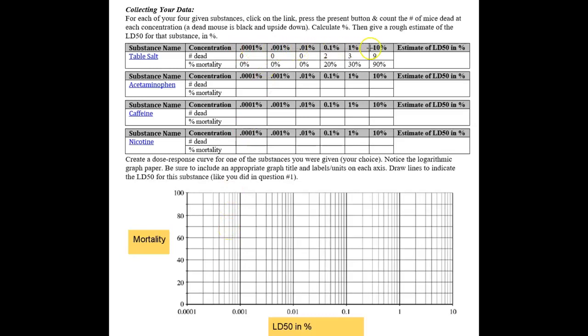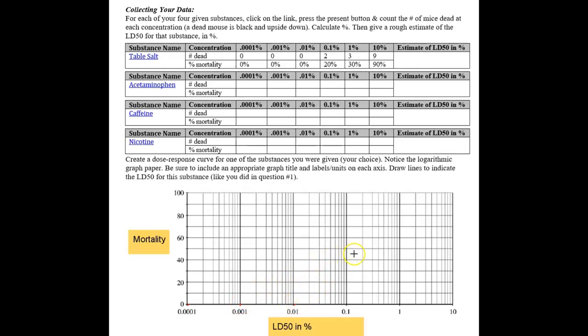For these concentrations, you're just going to find them down here. Basically, each big bold line going up is where you're going to plot your data based on the mortality. So for 0.0001%, there was 0 dead and 0 mortality. So I'm just going to put a little dot there. For 0.001%, there was 0 dead, 0% mortality. For 0.01%, same thing.